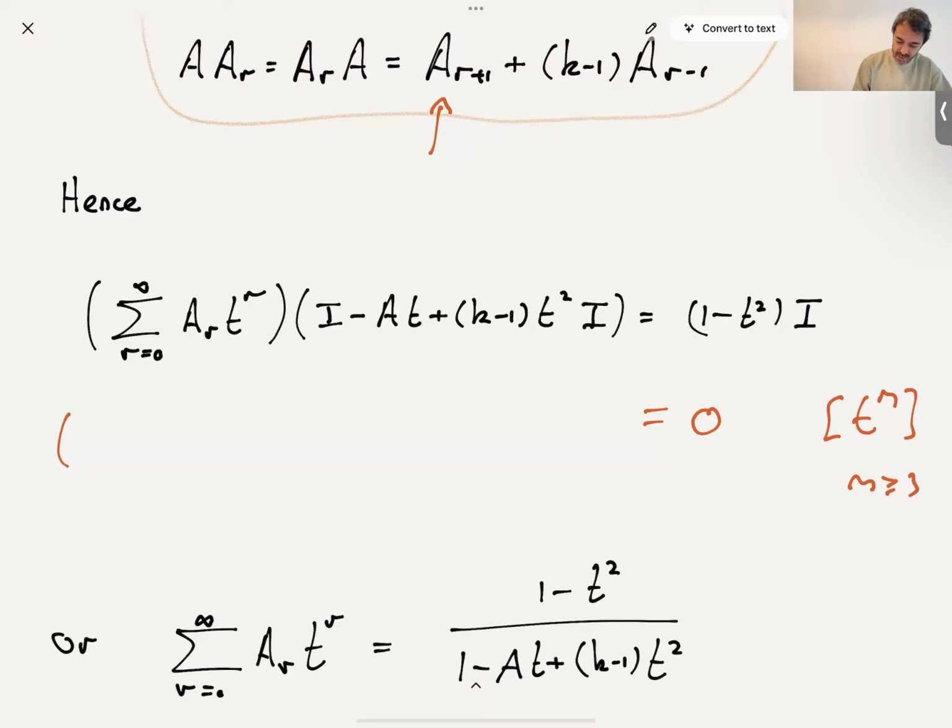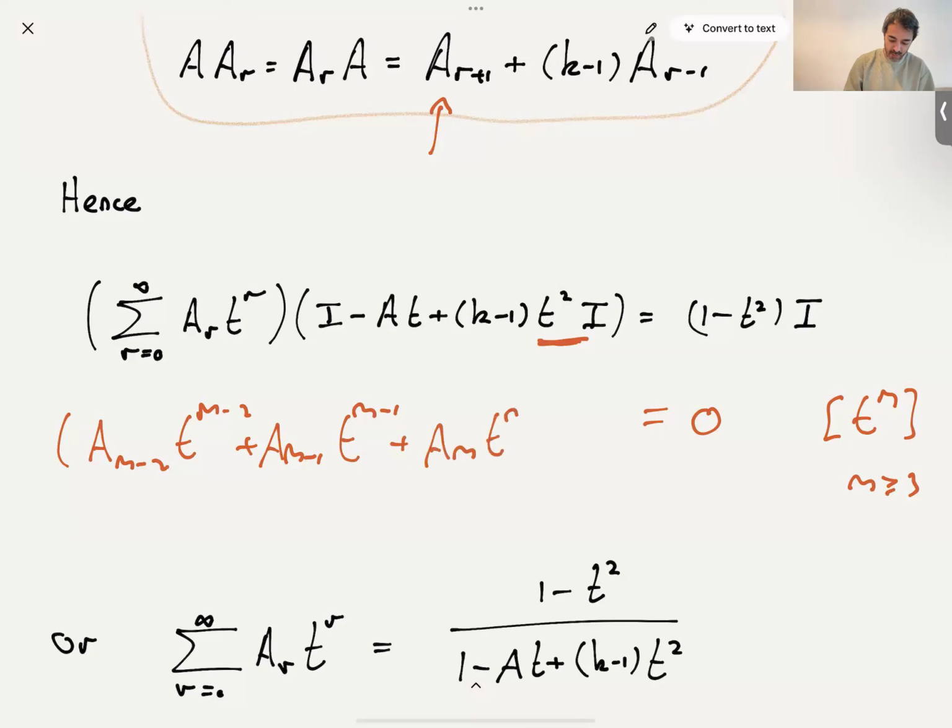It's kind of annoying. I need to pick the ones that I care about. So I think I need to go back 2. So a_(m-2), I mean, this is going to go at most 2 to the right. So I need to start from 2 to the left: a_(m-2) t to the m minus 2 plus a_(m-1) t to the m minus 1 plus a_m t to the m. There are things from before and things after, but I don't care about them because they won't contribute to t to the m when I multiply it by that.